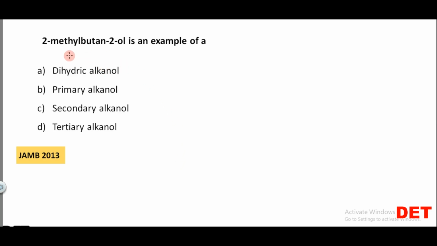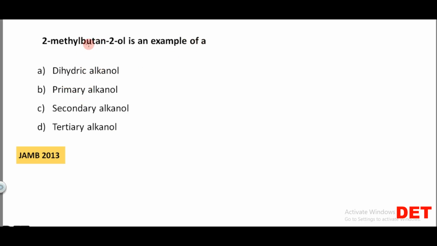All right, so in this video, we're going to look at this question from 2013 JAM. The question is: 2-methyl butan-2-ol is an example of A, dihydric alcohol, B, primary alcohol, C, secondary alcohol, and D, tertiary alcohol. Again, the question is, 2-methyl butan-2-ol is an example of what? So we have these options.